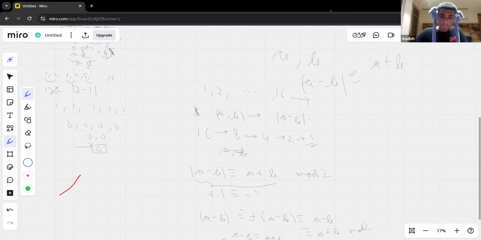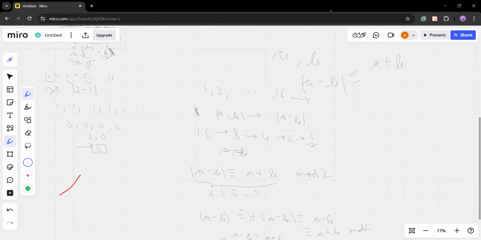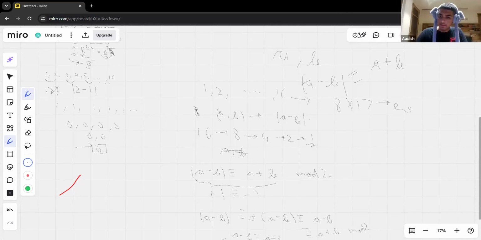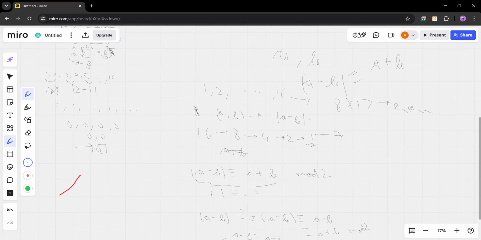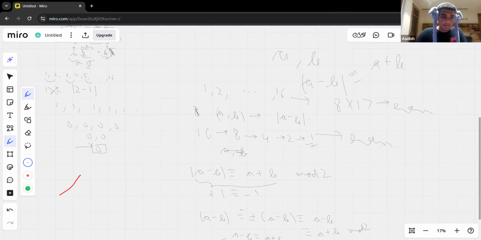So, okay, what is the sum of 1 to 16? 8 into 17. So this is even, right? So what can you say about the final number? It has to be even. It has to be even, correct?